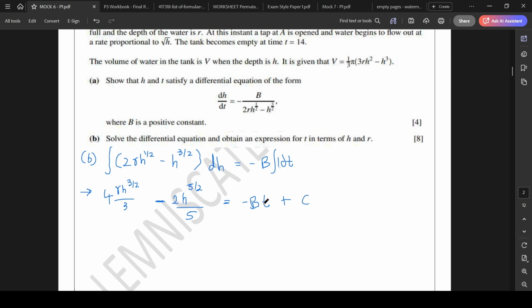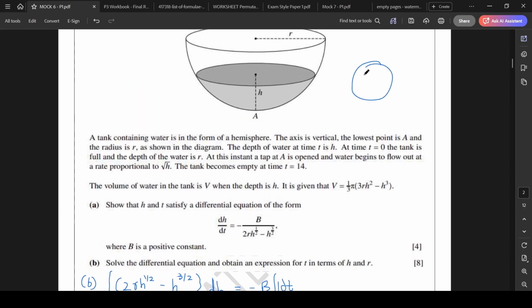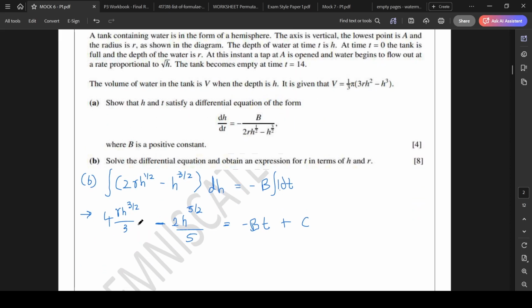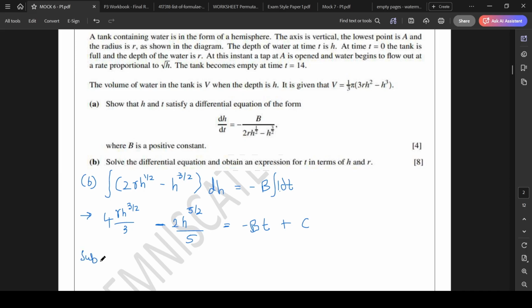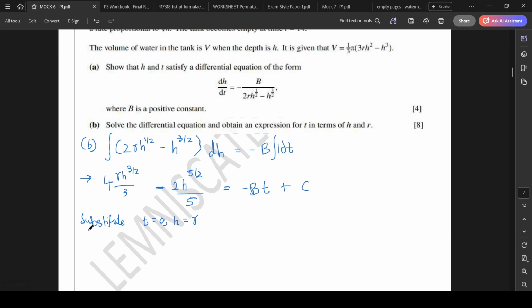Now to find c and also b, we need to have the equations that are written over here, but I think that also got cleared up by pressing the undo. But anyways, we know that at t is equal to 0, h is equal to r, and then at t is equal to 14, the tank was empty, so h equal to 0. These are the equations that I was talking about. So let us substitute t is equal to 0, h is equal to r. So in that case, what will we get?